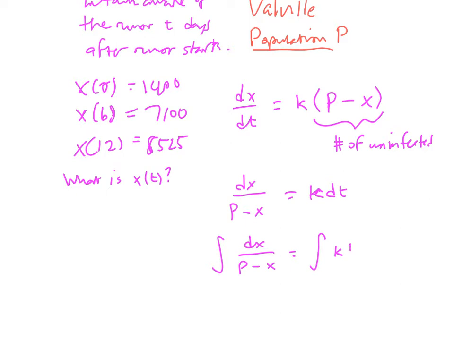Get the integral of k dt. So now I have to think about this a little bit. The antiderivative of 1 over P minus x. P is a constant, but that x, remember, has a coefficient of -1 on it. So I think that's going to give me a negative natural log absolute value of P minus x. That negative is there due to the chain rule, because I've got a negative coefficient on x here. That's going to be equal to kt plus C.